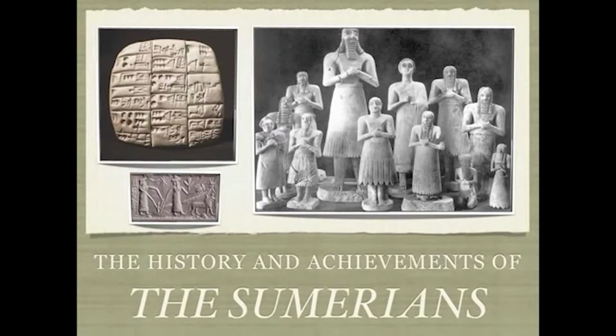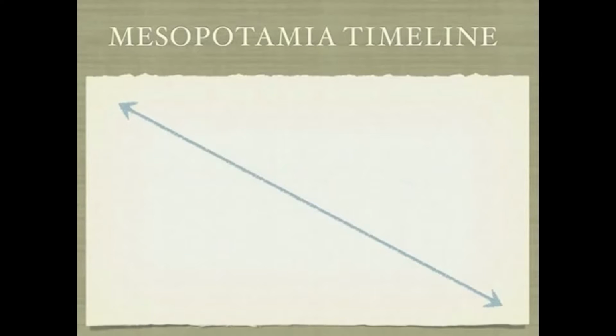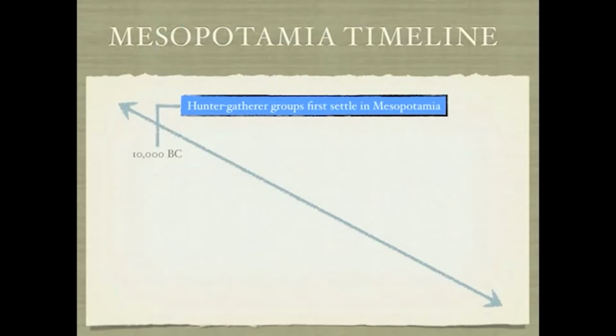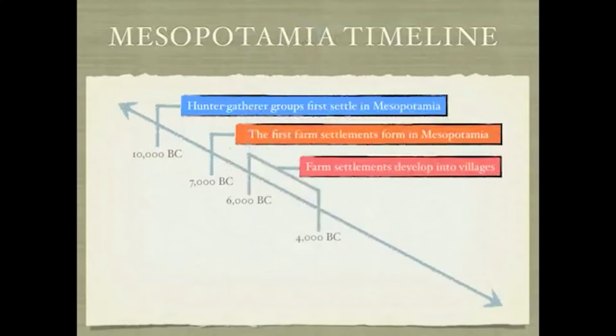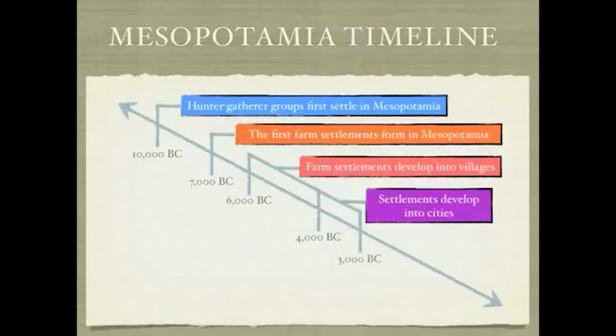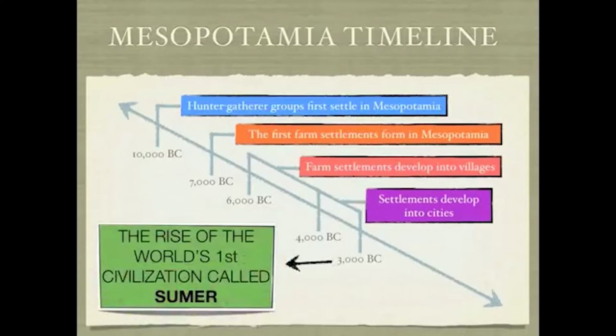Quick history of the Sumerians. The history and achievements of the Sumerians. To start today's podcast, let's quickly revisit the events that have led us to the emergence of civilization. If you recall, Mesopotamia began as a settlement for hunter-gatherer groups. Because of the region's fertile soil, farm settlements formed. These farm settlements eventually developed into villages due to the consistent food source that farming provided. And the last date we will add to our timeline is 3000 BC, when farm settlements evolve into cities. It's during this time that the world's first civilization develops, called Sumer.